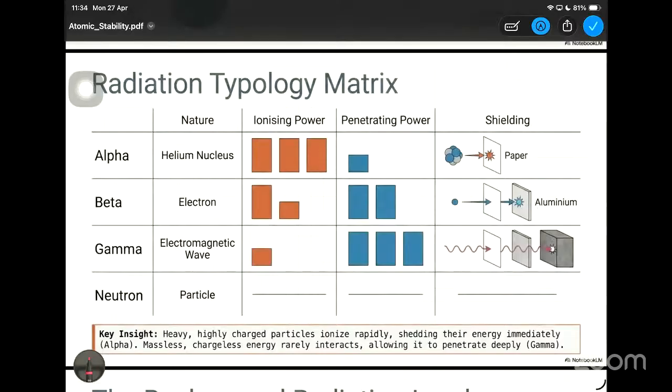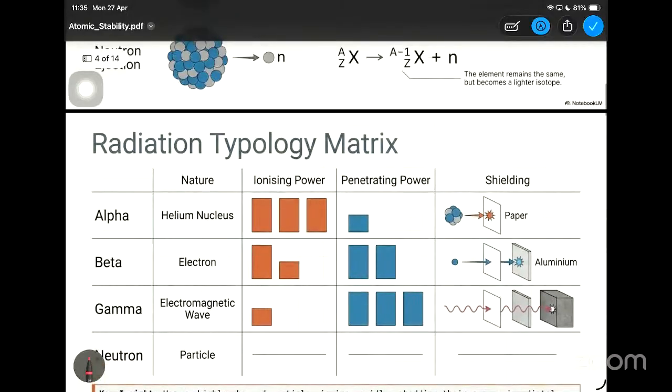Okay, then the alpha, beta, gamma, their nature and typology, or the factors, the characteristics are given here, right? So alpha can be written as nucleons in a nucleus, beta, electrons, gamma, electromagnetic wave, and neutron is going to be a particle. So here the ionizing power is given as something like a graphical explanation. So remember the penetrating power, right? Or the distance that can be traveled, right?